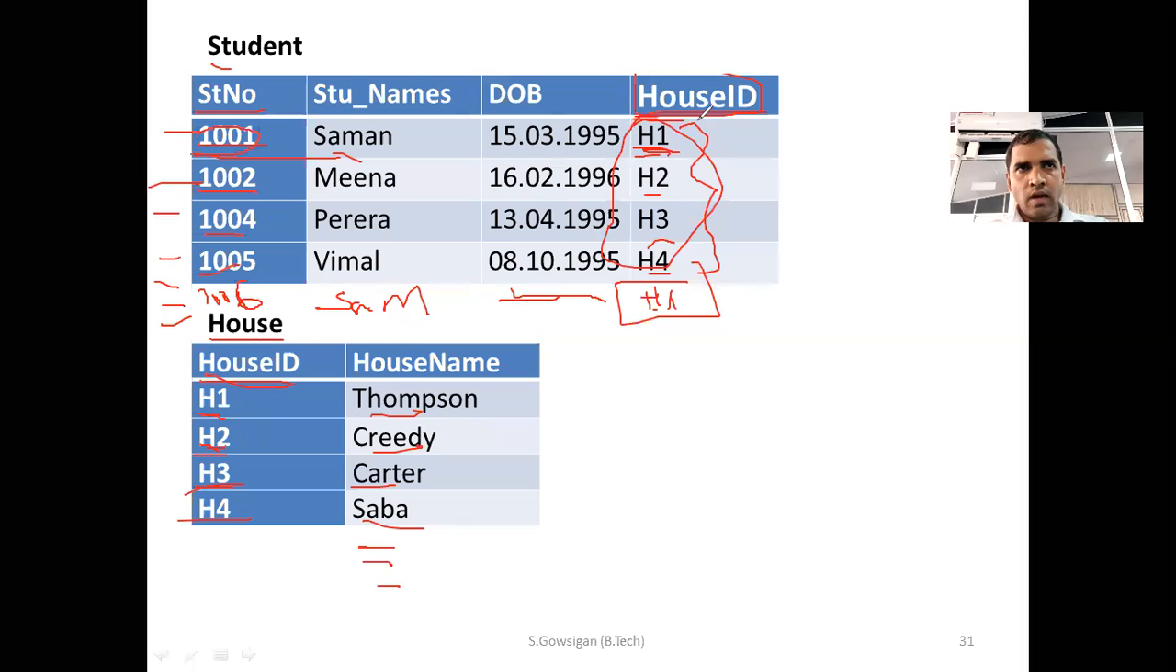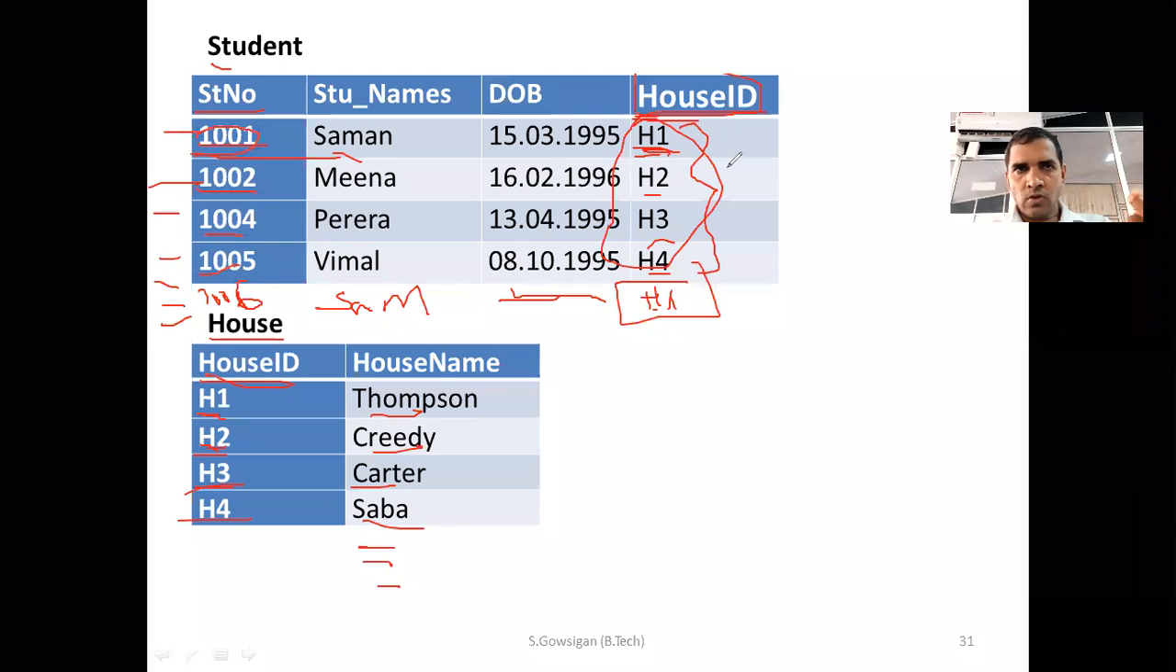So definitely house ID is not the primary key there, because it has duplicate data. In this table it doesn't, but it is possible to have duplication, right? Because there may be many records added later. Now it has only 4 records. Okay, so this is not the primary key.